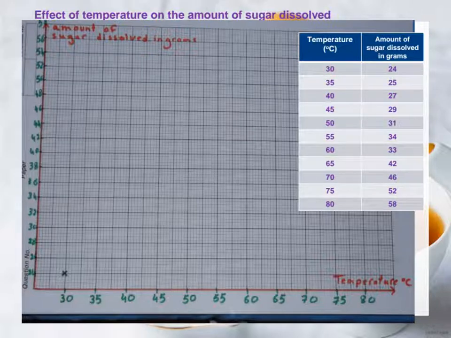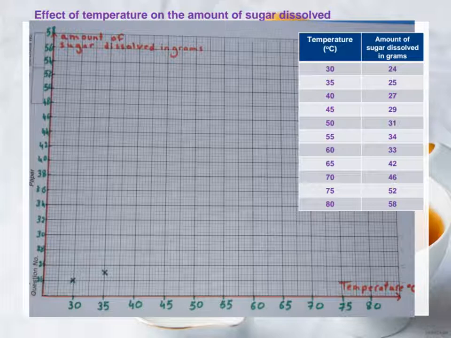At 30 degrees Celsius, the maximum amount of sugar dissolved is 24 grams. So at 30 degrees, the maximum amount of sugar is 24 grams. As I'm moving two squares on the x-axis, the temperature is increasing 5 degrees Celsius. As I'm moving one square on the y-axis, the amount of sugar dissolved is increasing 2 grams. At 35 degrees Celsius, the maximum amount of sugar dissolved is 25 grams. So it's 35, and 25 is between 24 and 26. So from 25, I'll go up until I reach 25 grams, which is between 24 and 26.